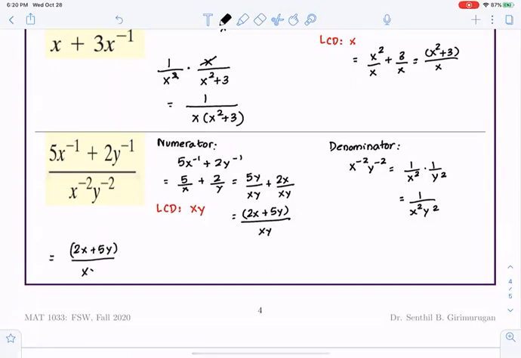2x plus 5y divided by xy, multiplied by x squared y squared over 1. So x's get cancelled, y gets cancelled, so we have xy times 2x plus 5y. We needn't distribute the xy into the terms in the parentheses because it is best to have them as factors.